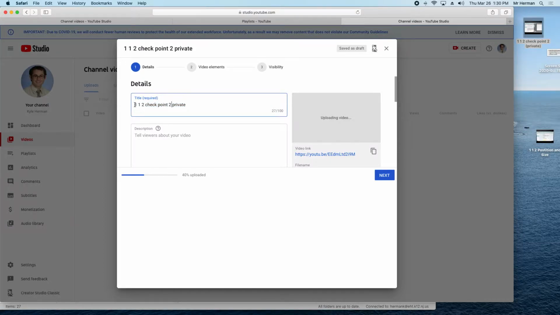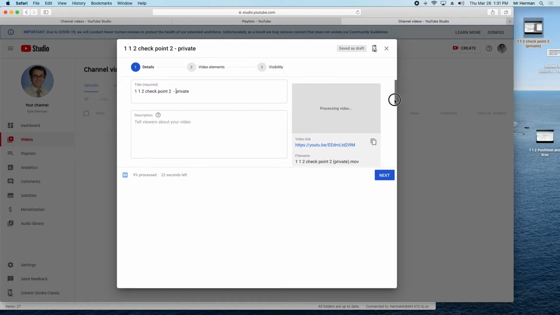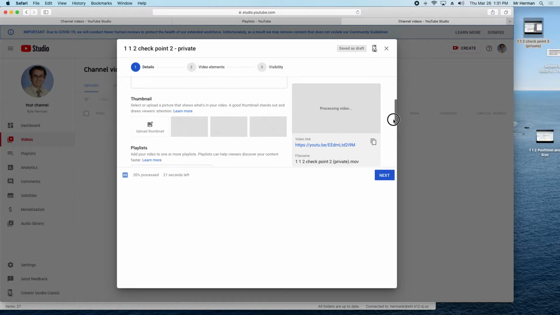What I have here is a checkpoint for a coding unit I'm doing. The reason I put private in here is because it's answers to a checkpoint that the students have to figure out. So I want to upload this, but I don't want to upload this publicly because I don't want them to have the answers. It's just for me so I can remember real quickly how to solve it in case next year I come back and I forget how to do it.